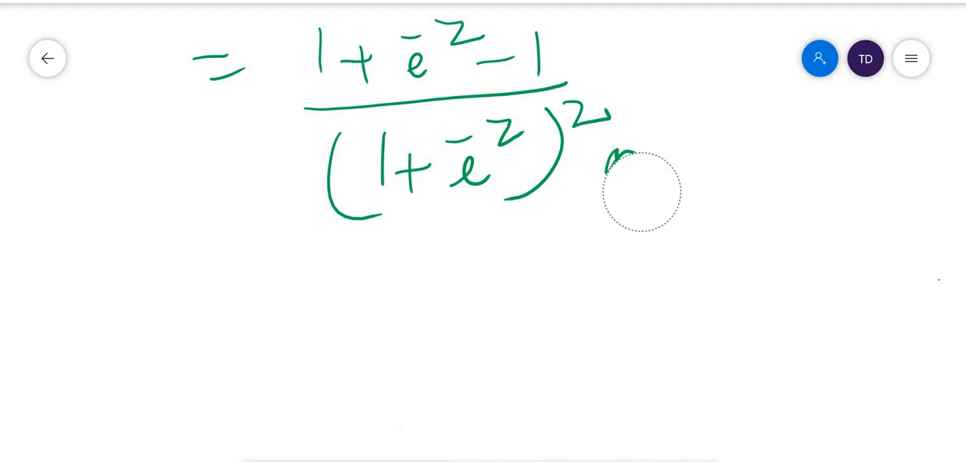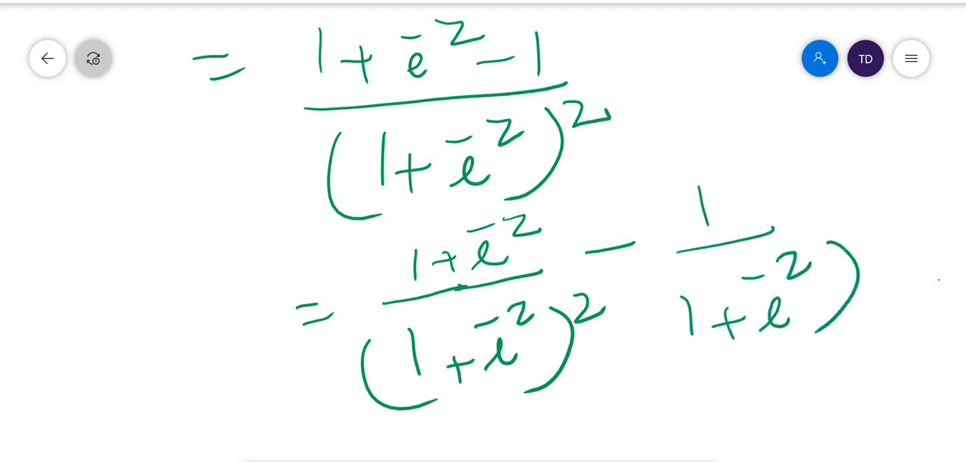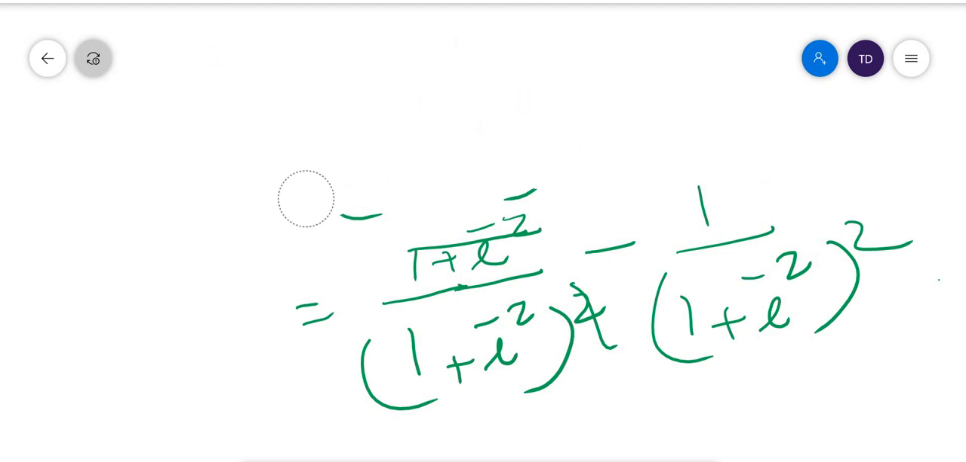This one again I can split. I am going to write it as (1 plus e raised to minus z) divided by (1 plus e raised to minus z) the whole square, minus 1 divided by (1 plus e raised to minus z) the whole square. In the first term, the square and this one cancel, giving 1 by (1 plus e raised to minus z). The same thing I can rewrite, since 1 by (1 plus e raised to minus z) is ŷ.